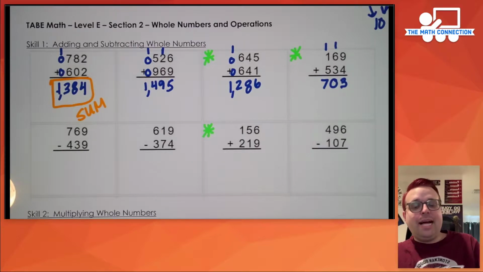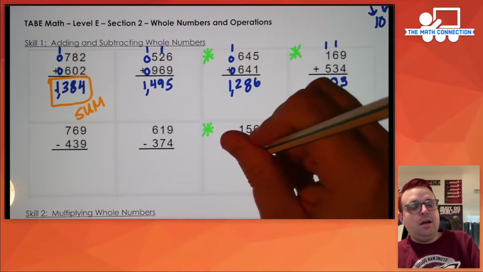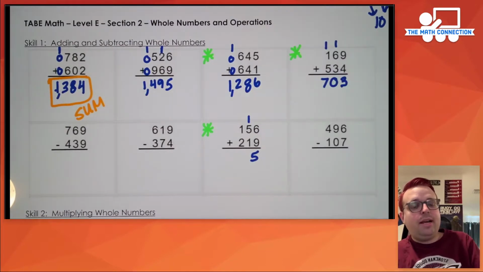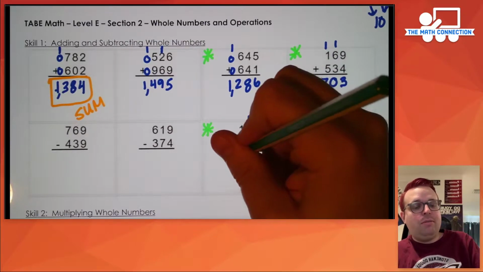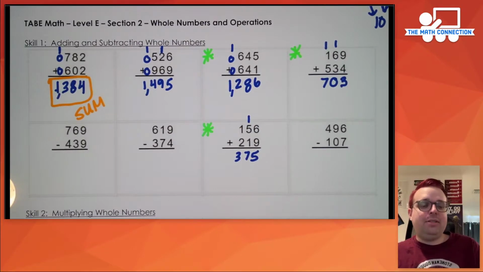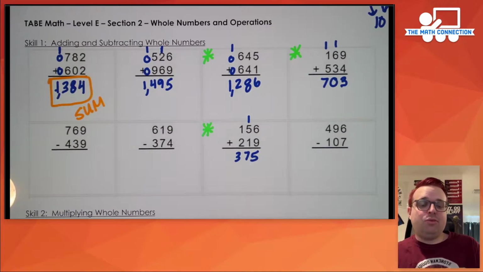And the last problem I said to do in the pause was this next one. So this is 15, 1 carries over, that's 5, 6, 7, and then 2 and 1 makes 3, and that result will be 375. Okay, so our next little skill here is going to be subtraction.